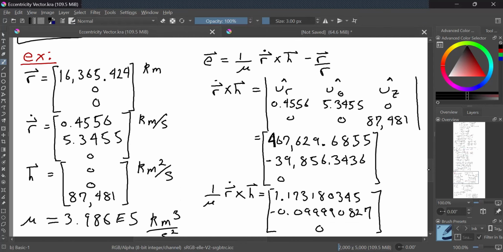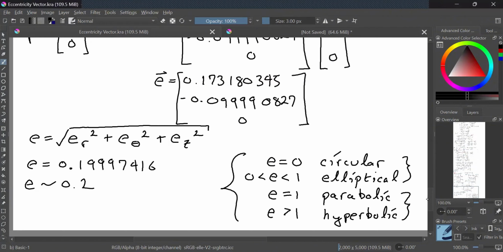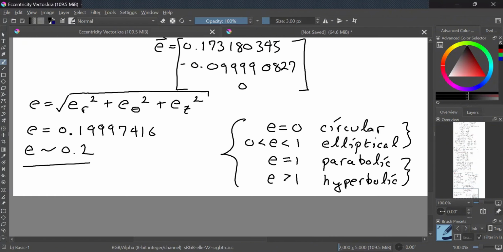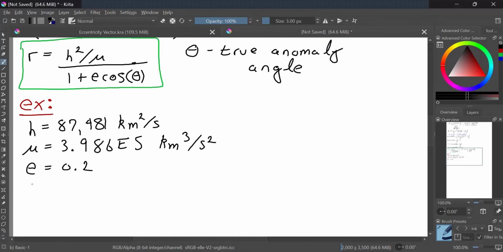Scrolly. There we go. Not 0.2. And let's find out what our radius is at an angle of, let's do 30 degrees. All right, we'll start with the numerator.